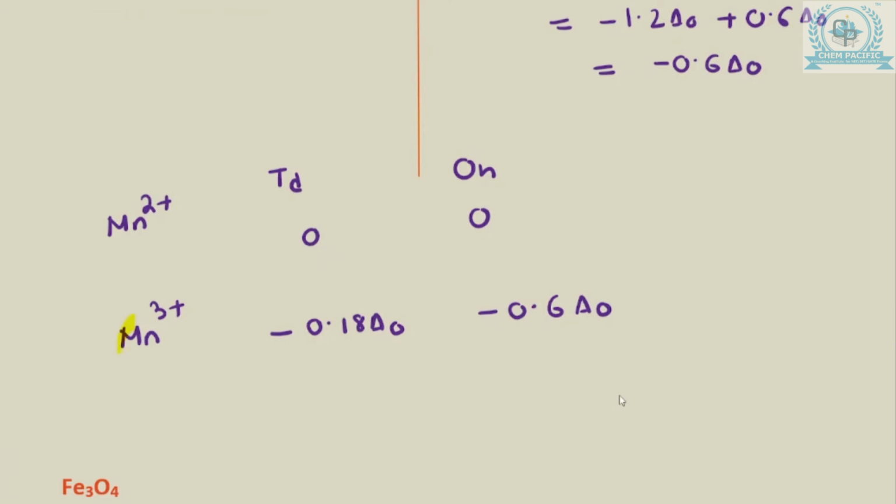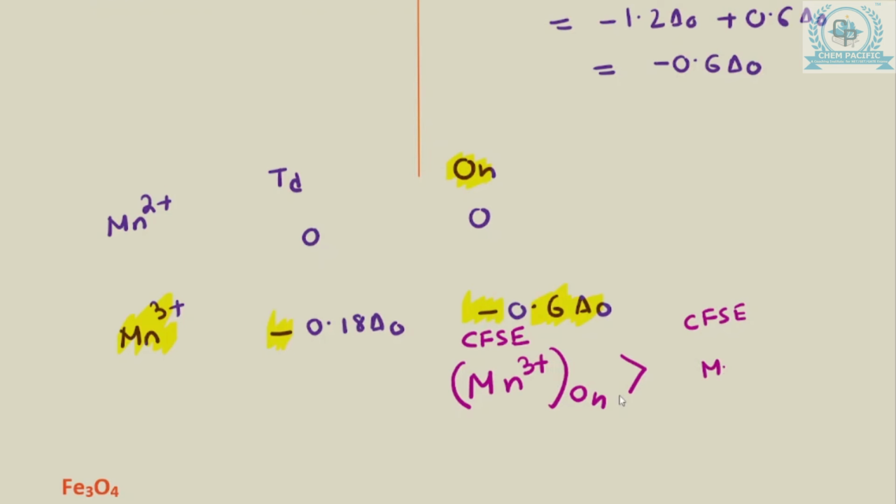Now always remember students, Mn3+ जो है, the negative sign is indicating that it is stabilized and the stabilization energy in the octahedral field of Mn3+ क्या हो गया? is greater. So we got that the crystal field stabilization energy in the octahedral field is greater. So CFSE of Mn3+ in the octahedral field is greater than the CFSE of Mn3+ in the tetrahedral field.